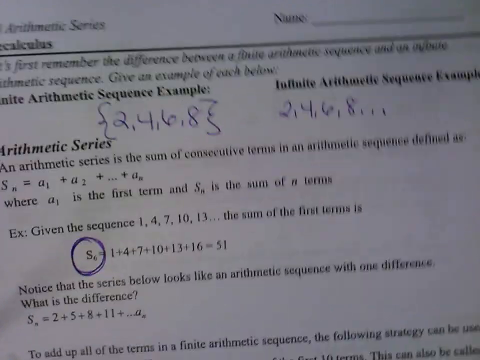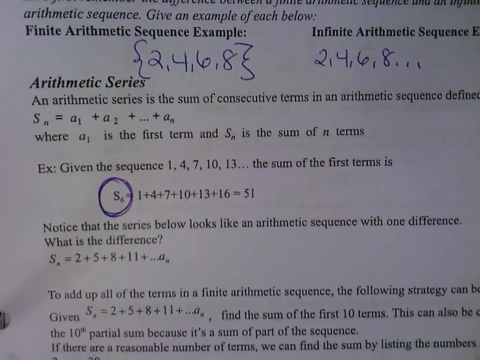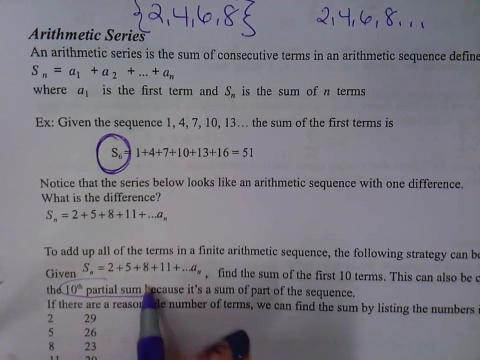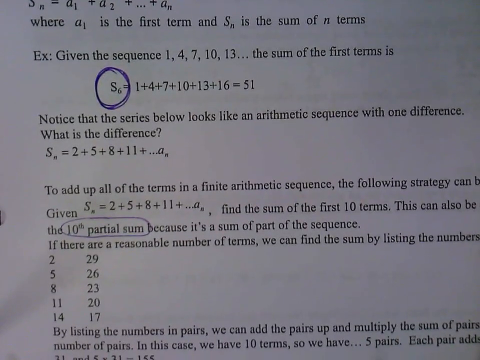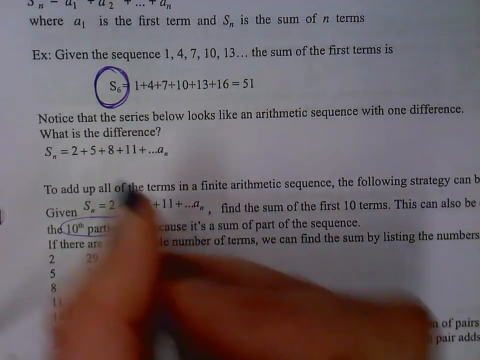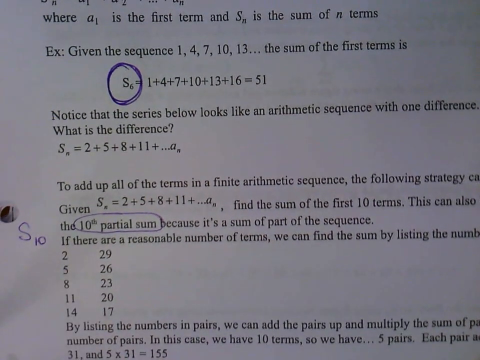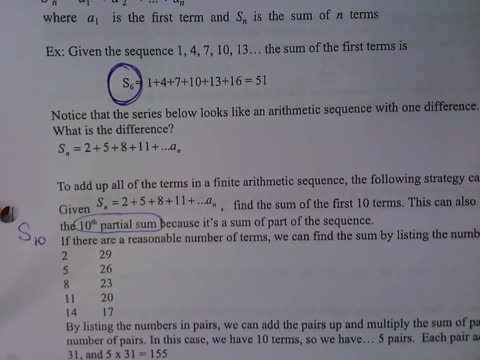And then here is another way of saying it, which is finding the partial sum. So that's another vocabulary word that you'll see. That just means S sub 10. So you might see them say, add up the first 10 terms. You might see S sub 10, or you might see the 10th partial sum. Why is it partial? Because it doesn't go on forever. So it's the 10 terms you're adding up together.